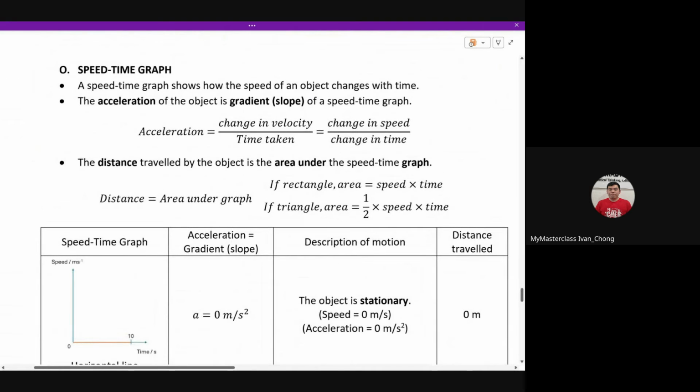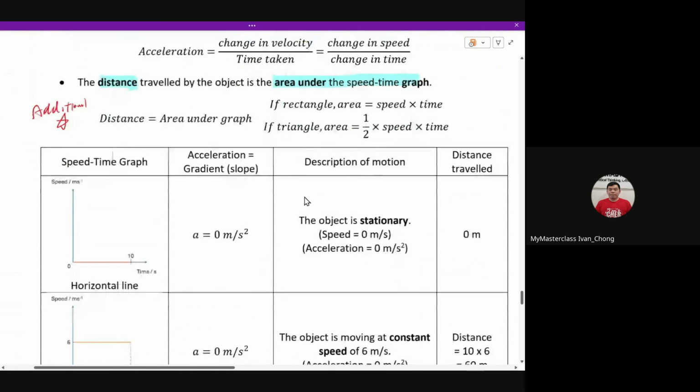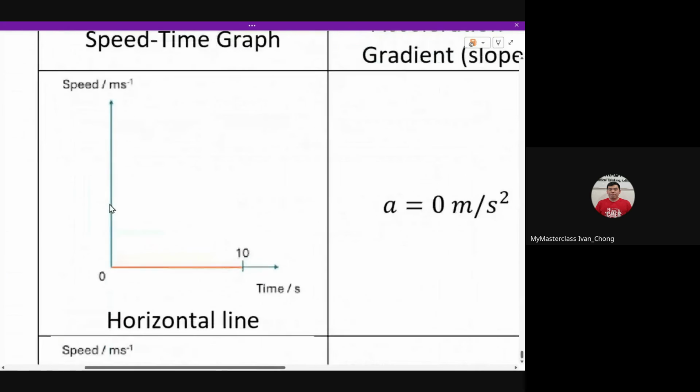Now, this is an additional part, so do take note. It's a bit special. Other than just the gradient that you have earlier on, you also have what we call the area under the graph. So your distance is actually the area under the graph. If you see a rectangle shape, it's just the rectangle formula. If you see a triangle shape, triangle formula. All right, so without further ado, let's go through.